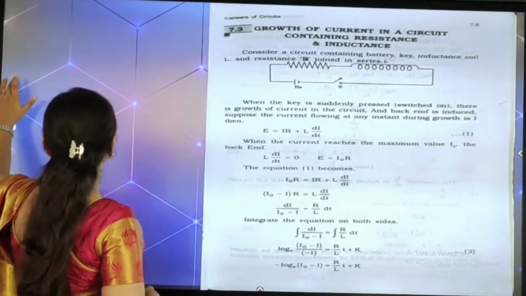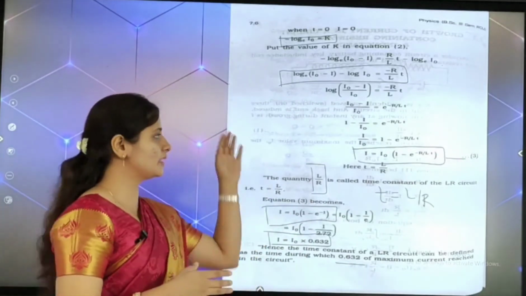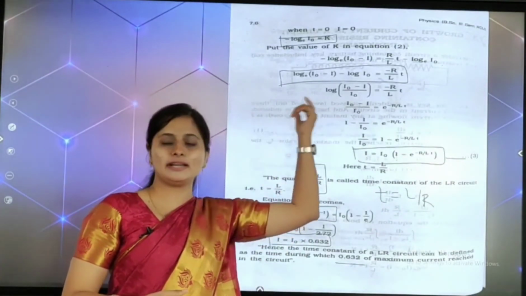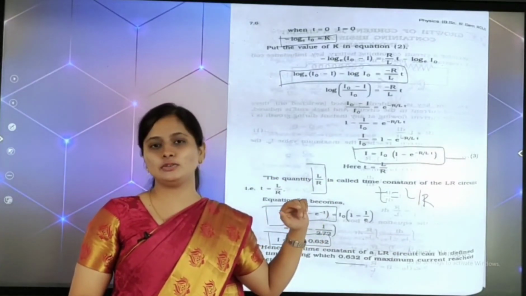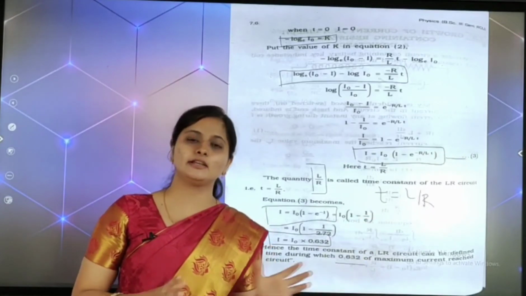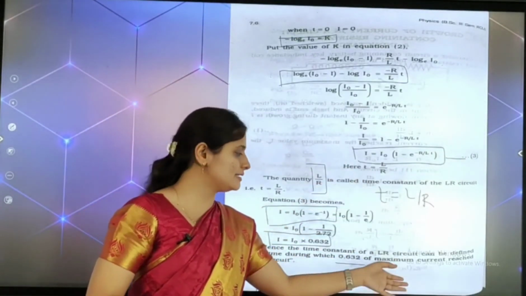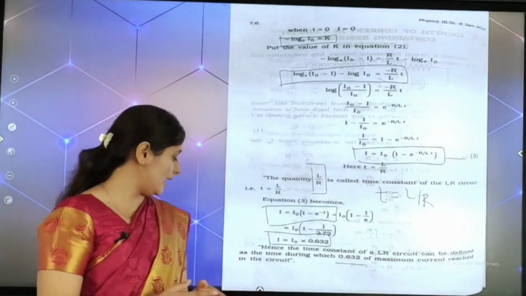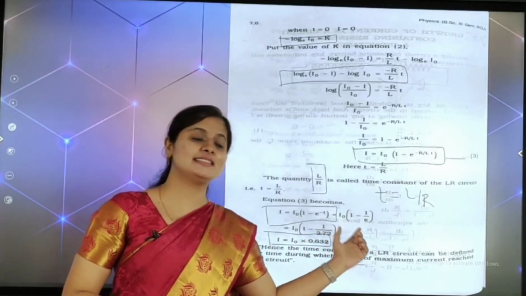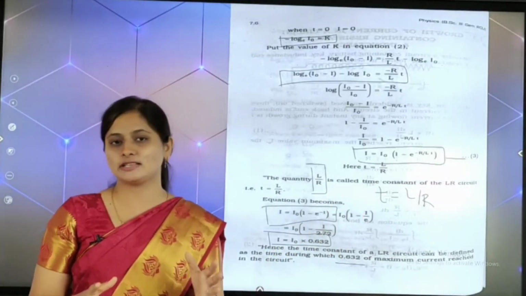After the k value, again log a by b. Again the time constant. By the time constant, e raised to, we substitute the value of e and finally we conclude. See the conclusion: hence the time constant of an LR circuit can be defined as the time during which 0.632 of the maximum current is reached in the circuit.